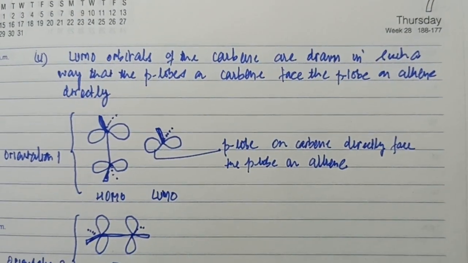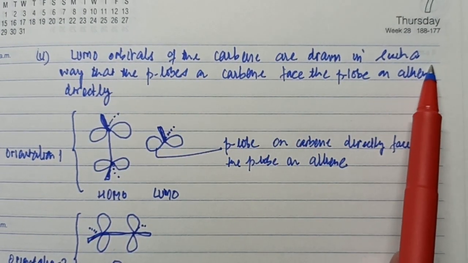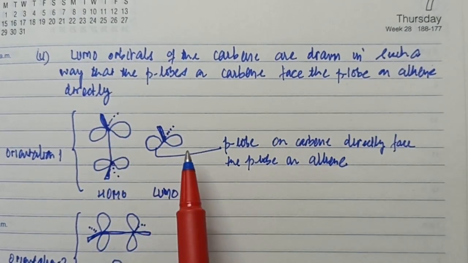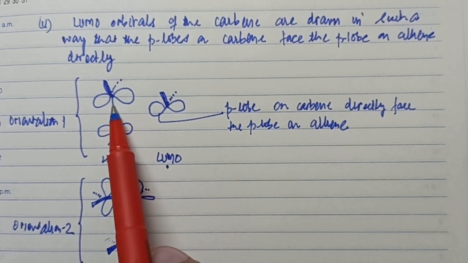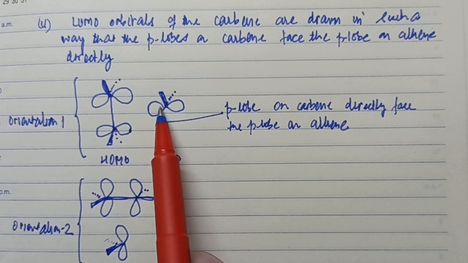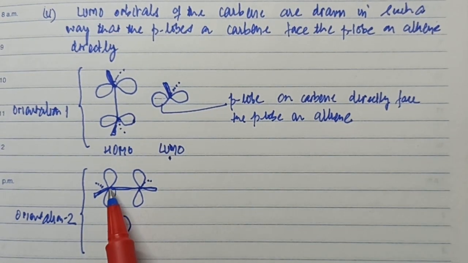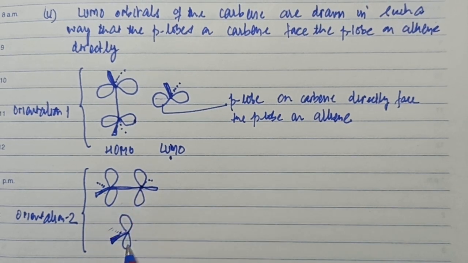And let's try to write the LUMO of the carbene in the case of non-linear approach. Again, this is simple. LUMO orbitals of the carbene are drawn in such a way that the p lobes of the carbene face the p lobes of the alkene directly. Therefore, if I'm drawing the LUMO of the carbene and if I'm drawing the alkene in this fashion where the p lobes are drawn in this way, since it has to face directly, the p lobes of the carbene and p lobes of the alkene are directly facing. If I'm drawing the alkene in this fashion, again the p lobes have to be drawn in such a way that they are facing directly.